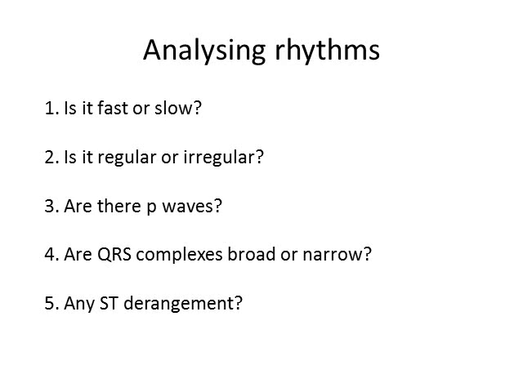So if you're analysing an ECG, you want to think about the following things. Firstly, is it fast? Is it slow? Is it irregular or is it regular? Are there P waves? Have you got nice QRS complexes, and are they broad or narrow? And is there any ST derangement? And if you can answer all 5 of those questions, you're probably going to be able to diagnose whatever's on the ECG, because that should cover just about everything really.